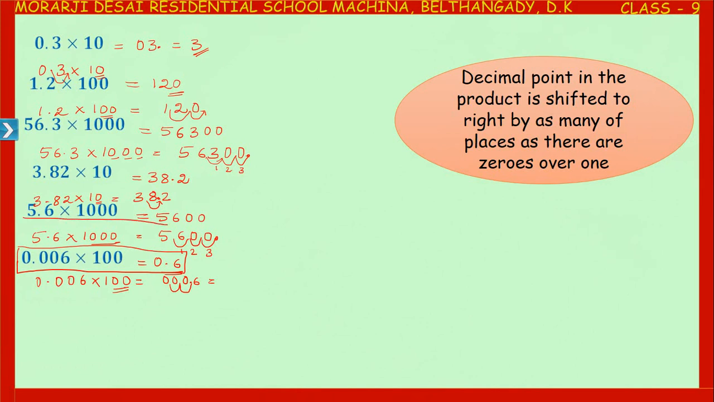5.6 into 1000 is equal to 5600. 3.82 into 10 is equal to 38.2. 56.3 into 1000 is equal to 56300. 1.2 into 100 is equal to 120. 0.3 into 10 is equal to 3.